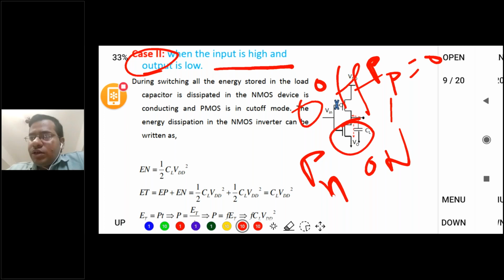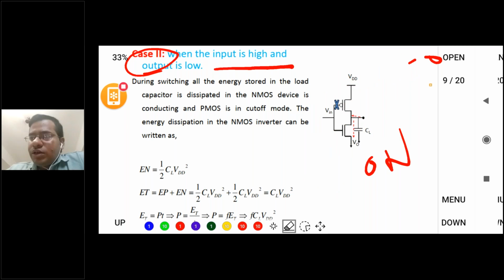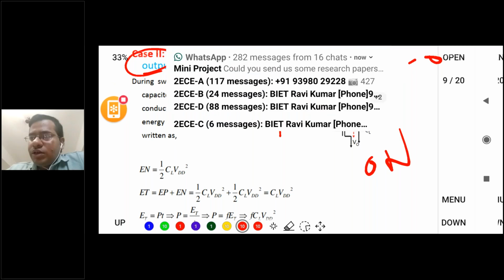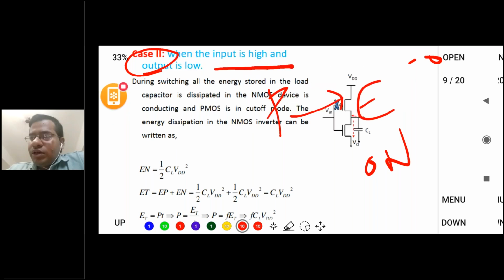Now my two objectives: one objective is that we calculate the power, and after that we have to calculate the energy dissipation, because without this power dissipation value we are not capable of calculating the energy dissipation.